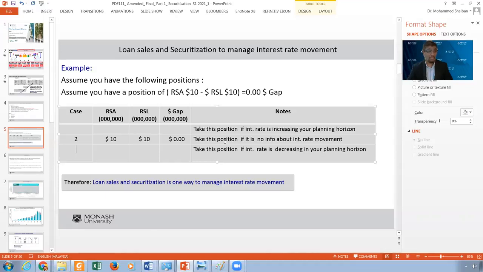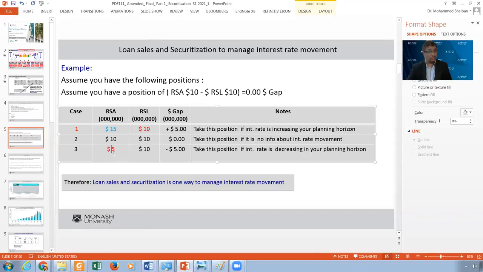If the interest rate is going up, I need to have a positive gap, which means I have to have more assets than liabilities. And therefore, I will take this position, which is position number 1.